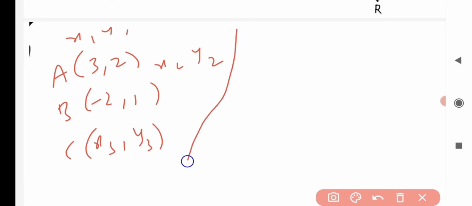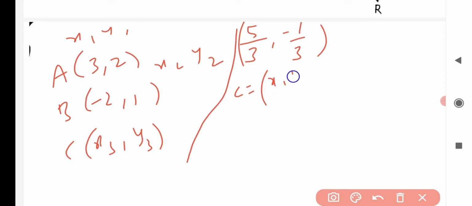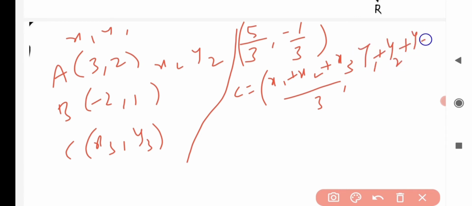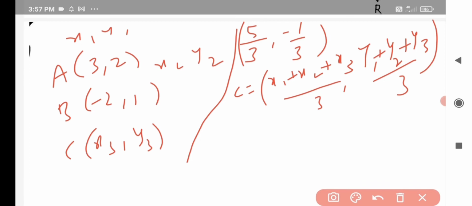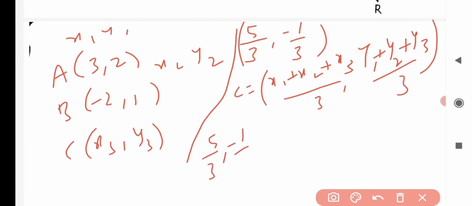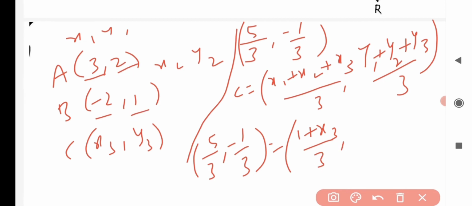So and also we know the centroid. What is the centroid? Here 5 by 3 comma minus 1 by 3. This is the centroid. So centroid formula is (x1 plus x2 plus x3) by 3, (y1 plus y2 plus y3) by 3. So centroid 5 by 3, minus 1 by 3 equals (x1 3, 3 minus 2 1, 1 plus x3) by 3, (y1 2 plus 1 3, 3 plus y3) by 3.